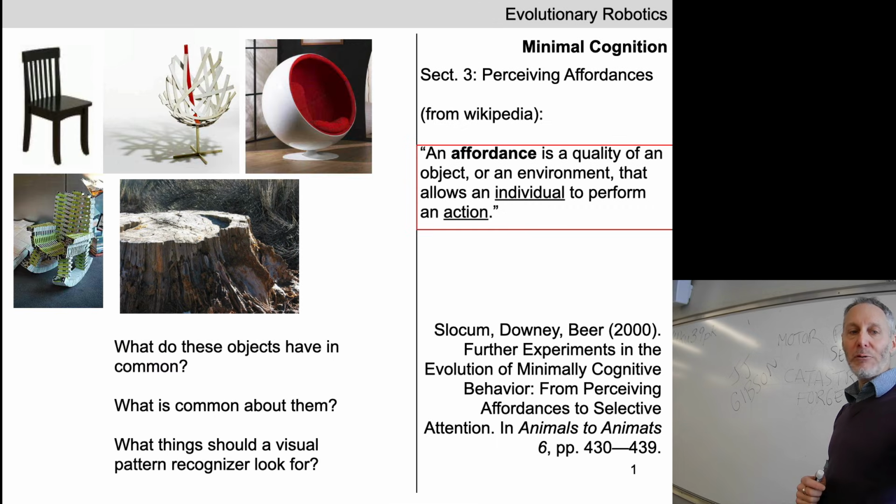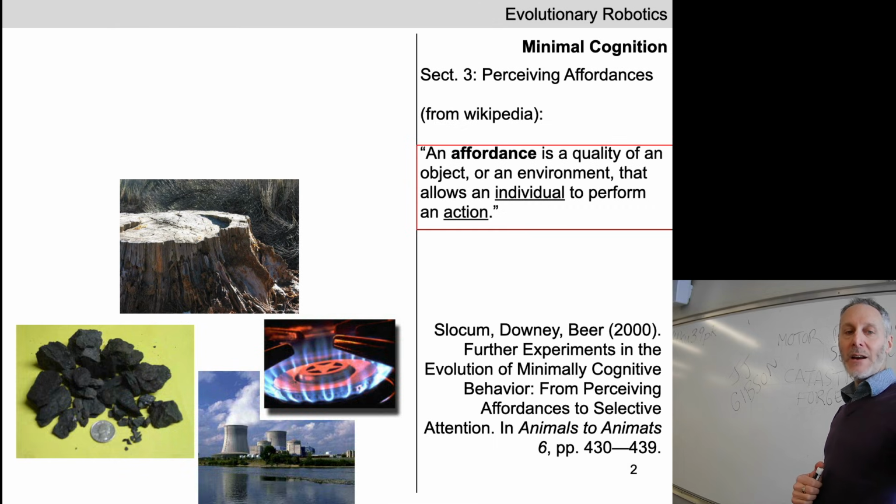All right, let's play the perceiving affordance game. I'm showing you a second set of objects now. What do all these objects have in common?